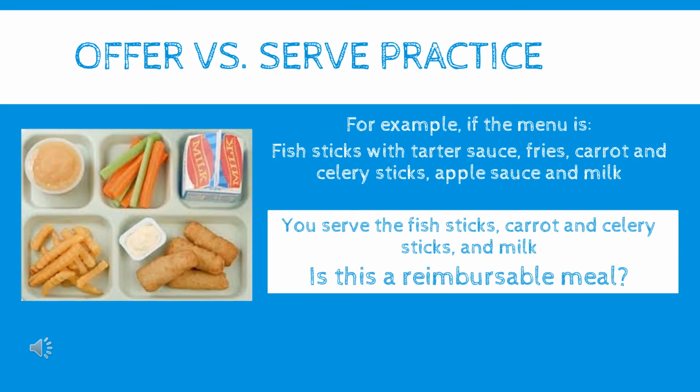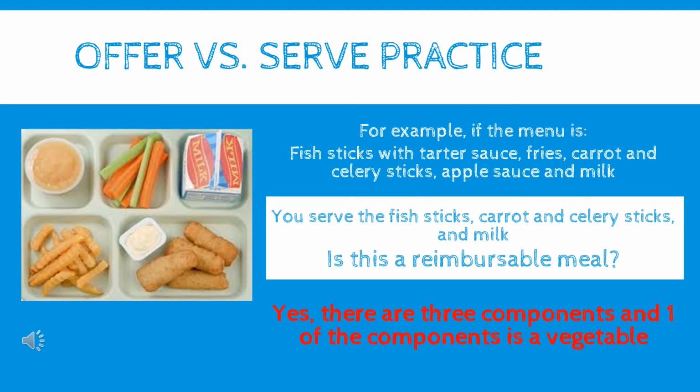Now let's practice offer versus serve. For example, if the menu is fish sticks with tartar sauce, fries, carrots and celery sticks, applesauce, and milk, you serve the fish sticks, carrot and celery sticks, and milk. Is this a reimbursable meal? I'll give you a few moments to think. Now that you have some time to think about your answer, what was your answer? The answer is yes. This is a reimbursable meal. There are 3 components, and one of the components is a vegetable.